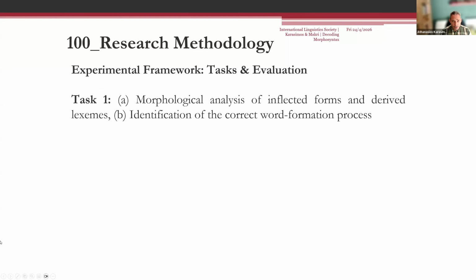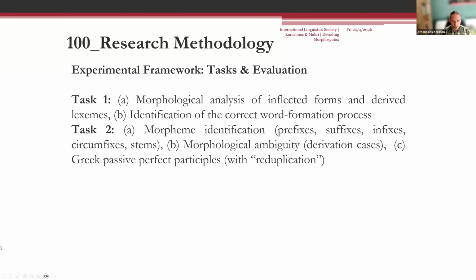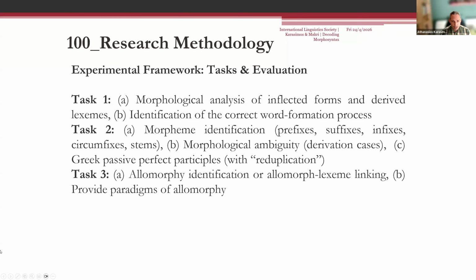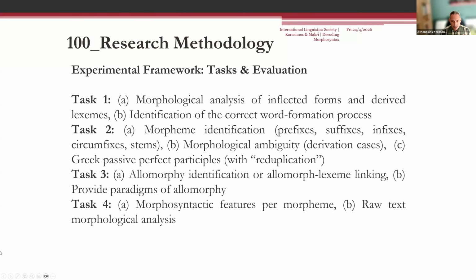Now, for our task and evaluation, we use 5 different tasks. The first one has to do with the morphological analysis of inflected forms and lexemes and identification of these processes compared to the other word formation processes. Then, identify the morphemes and their ambiguity, not just the boundaries but also the ID, and deal with allomorphy. Then, make a morphosyntactic feature analysis both for specific words and raw data, and finally, answer some morphological questions that we use for morphological exams in our courses.